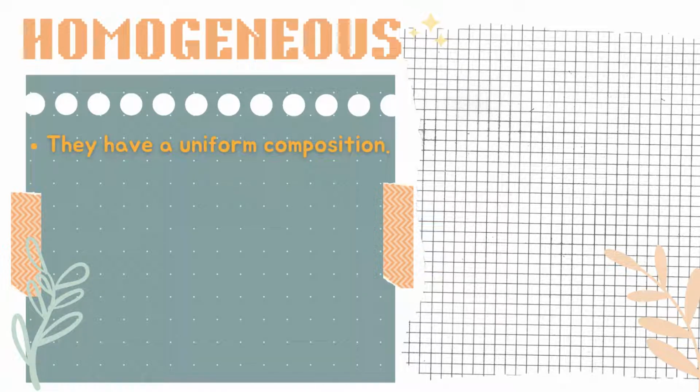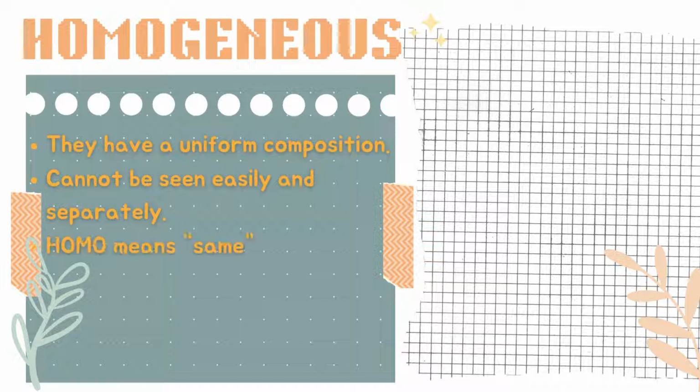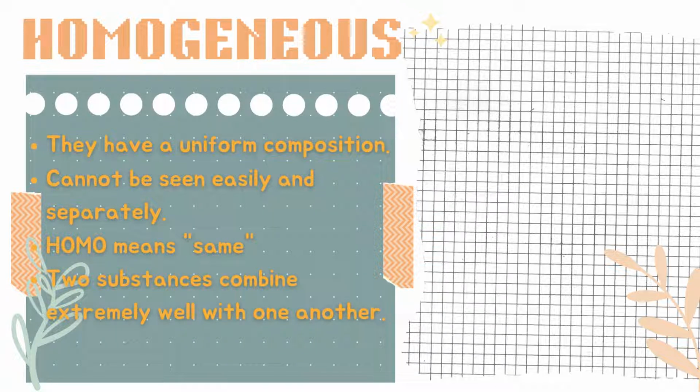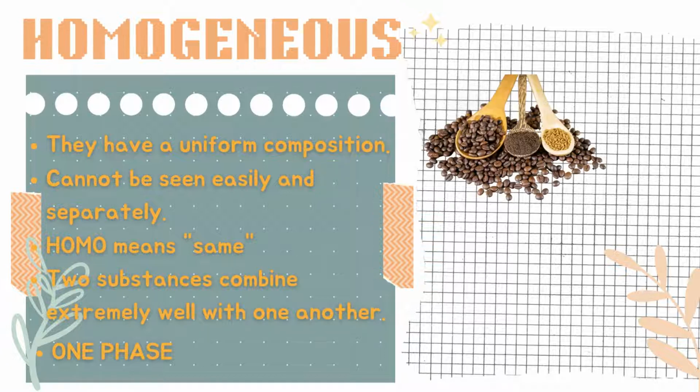Homogeneous mixtures have a uniform composition, and the substances combined together cannot be easily seen and separated. The prefix homo means the same, and it tells us that when two substances combine extremely well with one another, they form a uniform mixture. It contains one phase of matter.